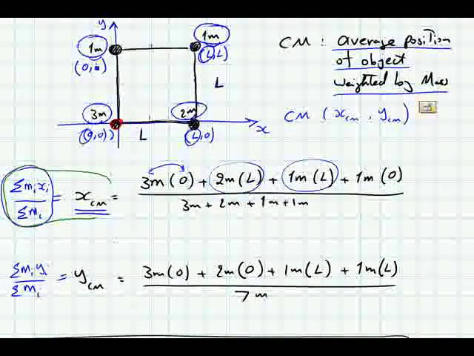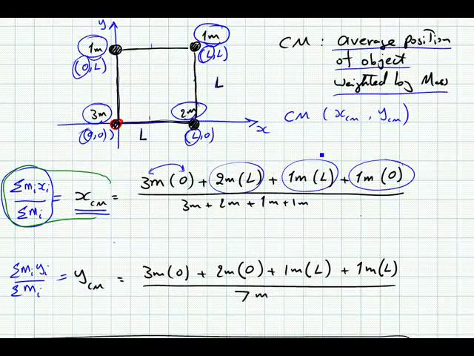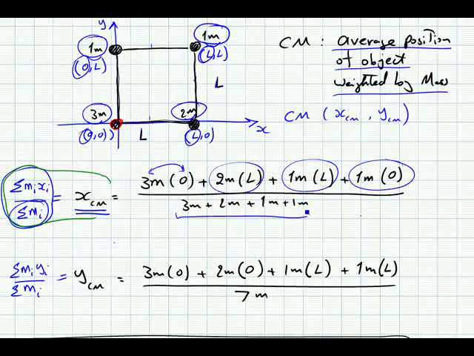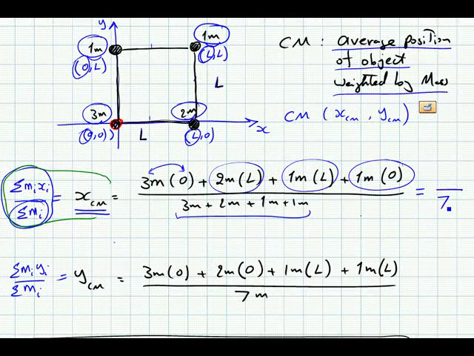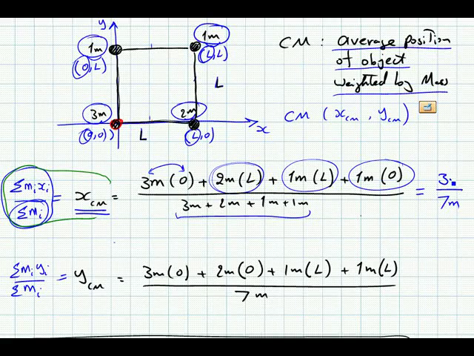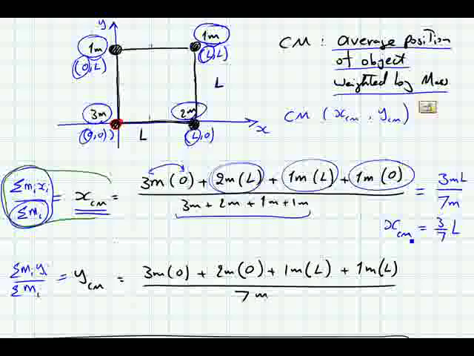And finally we have 1m multiplied by its x-coordinate, which is 1m times 0, divided by the sum of all the masses, which is 3m plus 2m plus 1m plus 1m, which is equal to, at the bottom, 7m, and at the top we have 2mL plus 1mL, which is 3mL, which gives us 3 over 7 L as the x-coordinate for the center of mass.